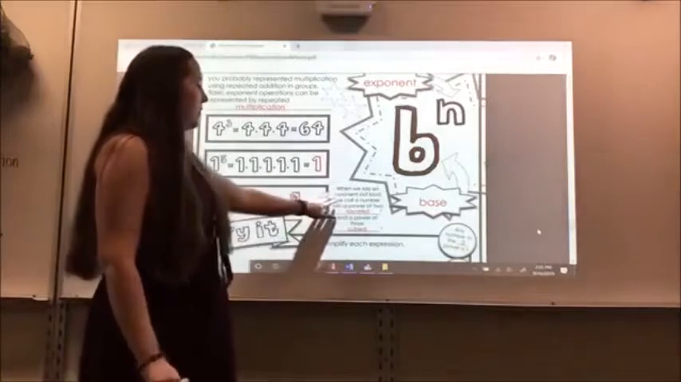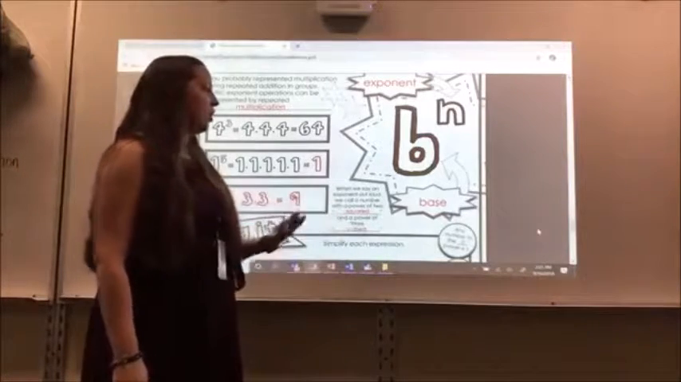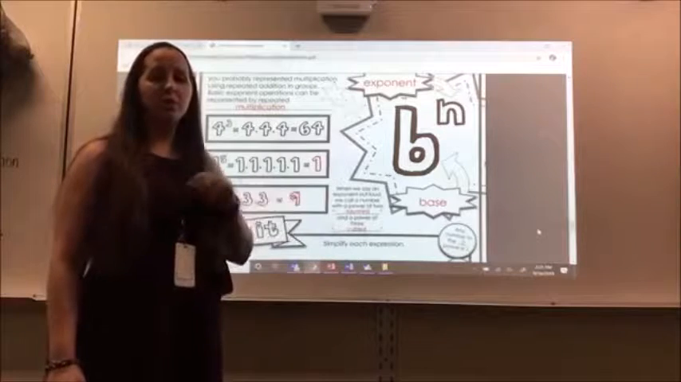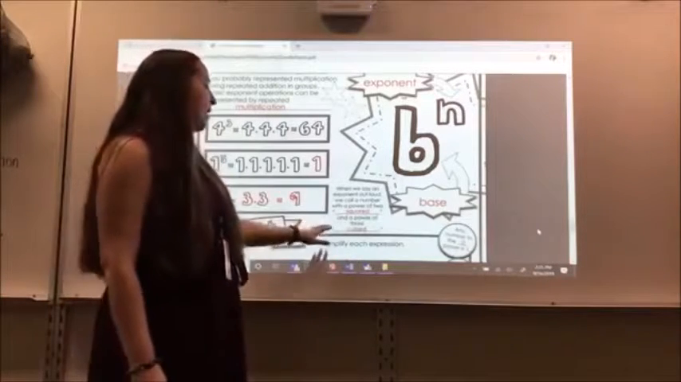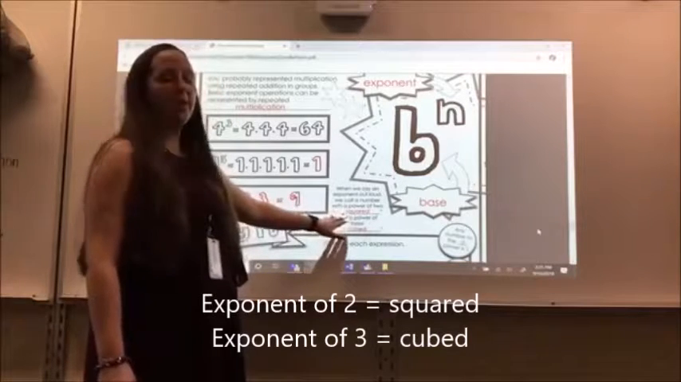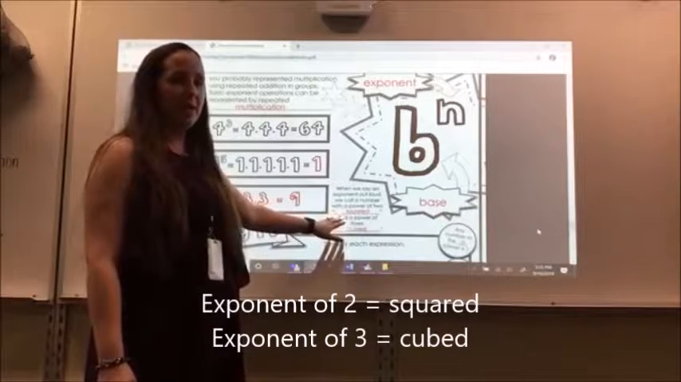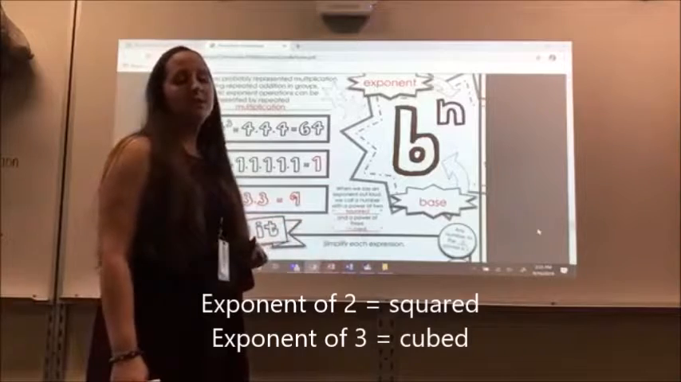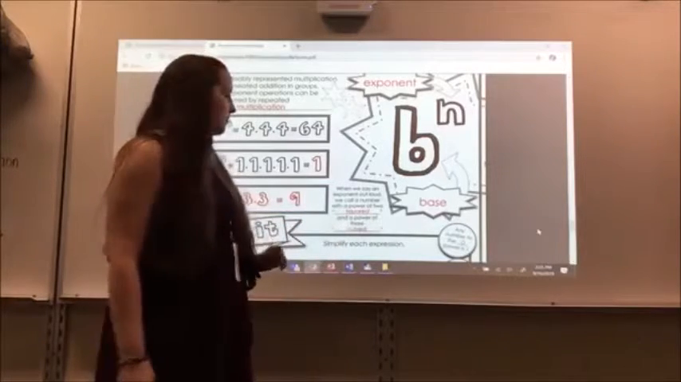When we say an exponent out loud, we call a number with a power of 2 squared and a power of 3 cubed. So in this blank, you're going to write squared, S-Q-U-A-R-E-D, and cubed, C-U-B-E-D. So squared and cubed.